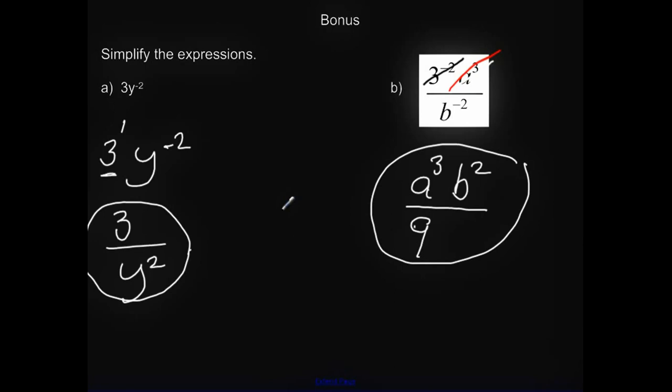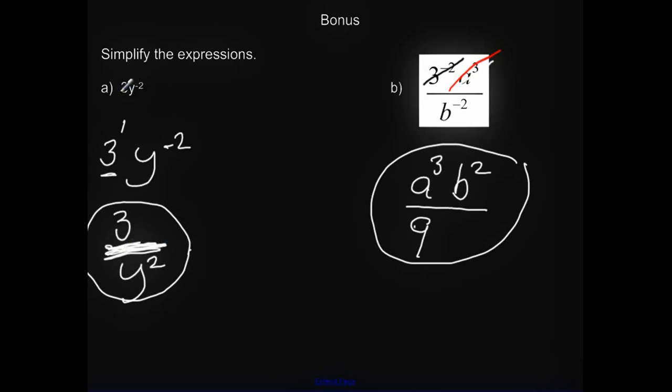All right, now here's my bonus. Okay, let's talk about this. First, I am always working left to right. I always start with a fraction bar. So to do this problem, I always start with that fraction bar, and that is really important.